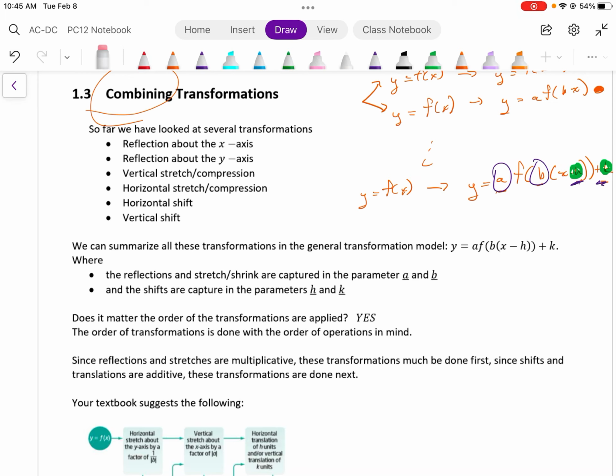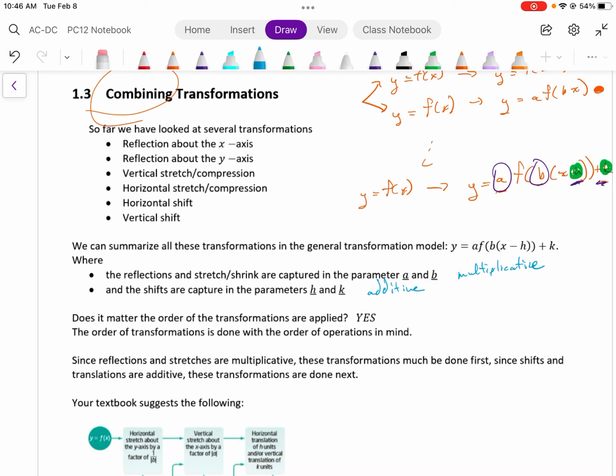So let's get started. We can summarize all of these transformations in the general transformation model: y is equal to a f(b(x minus h)) plus k, where the reflections and stretches and shrinks are captured by the parameters a and b. Right about now, I would maybe call these the multiplicative. And the shifts capture the parameters h and k. I'm going to call these the additive.